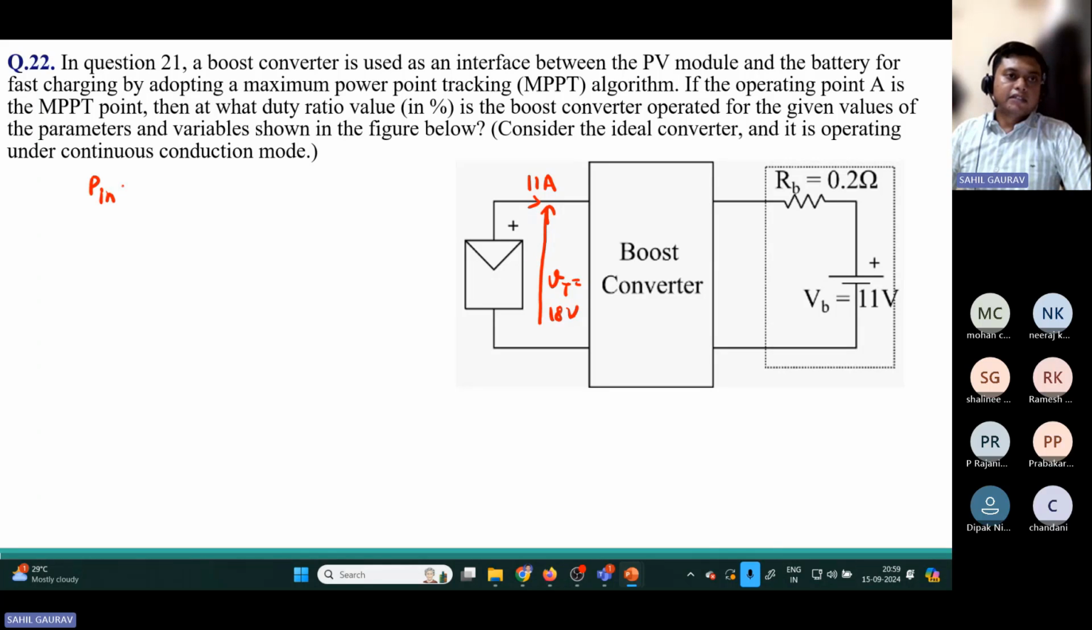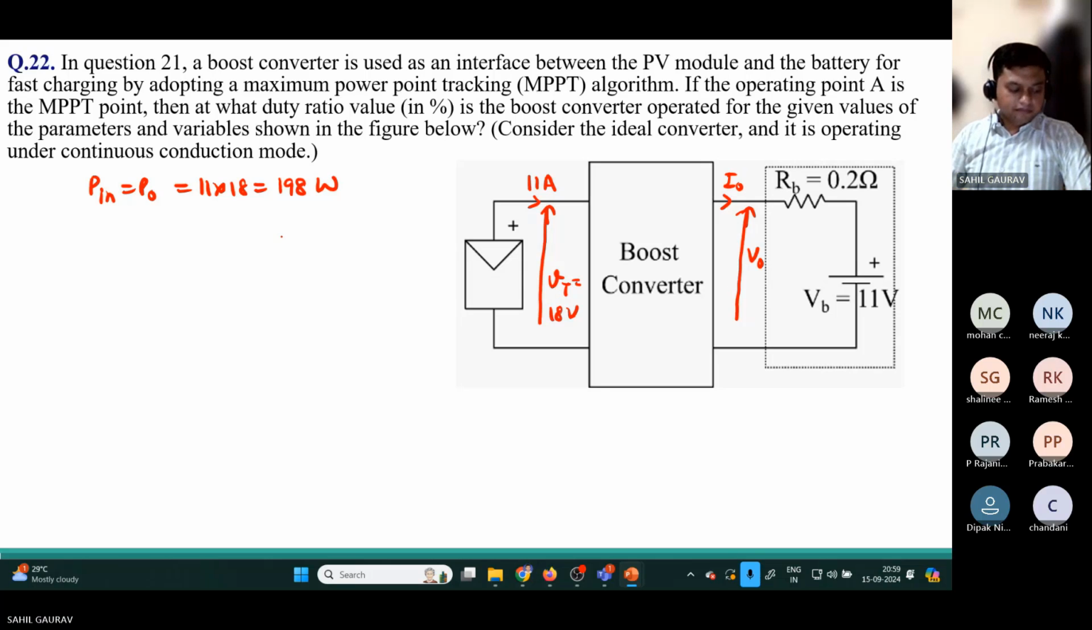So these are ideal converters, so input equal to output. So 11 into 18 volt will give you 198 watt. And we have to find the duty cycle. So let us take this as V naught and this is I naught.